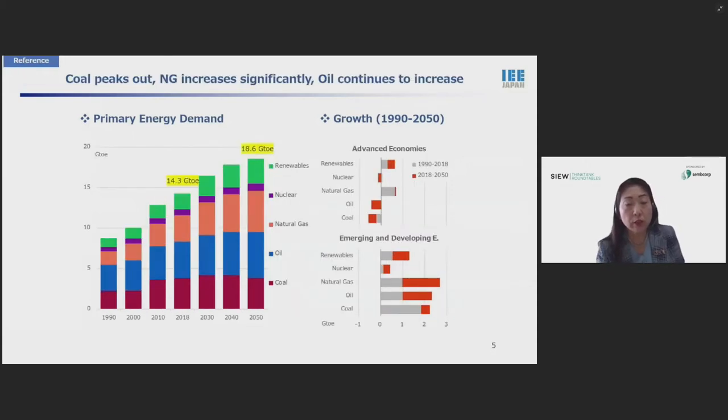By energy, as of 2050, the world remained dependent on fossil fuels for 79% of total demand. Natural gas increases the most and becomes the second largest energy source after oil. The growth in oil consumption in developing countries by far counterbalances the decrease in advanced economies. Coal demand peaks in the mid-2030s due to a decline in advanced economies and China. Next.